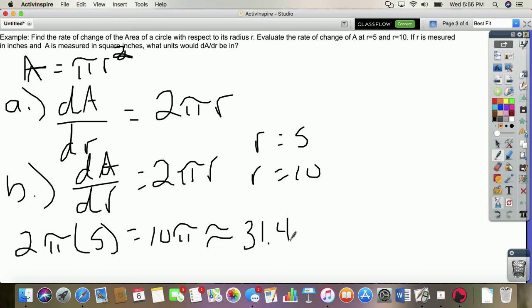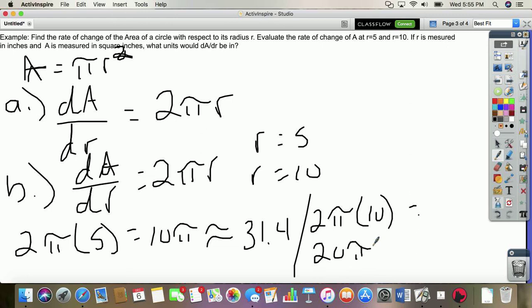And then on the other side of things, we have 2 pi times 10, which in this case is going to be 20 pi, or roughly 62.8, okay? And so the last part of this problem says, it's kind of a food for thought. It says, if r is measured in inches and a is measured in square inches, or inches squared, what units would dr be in?